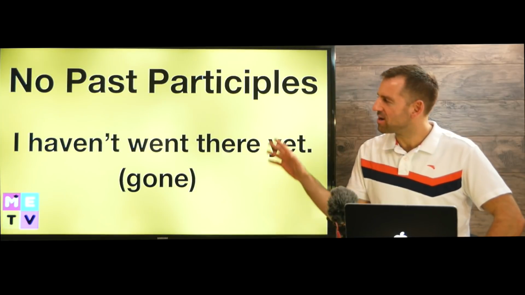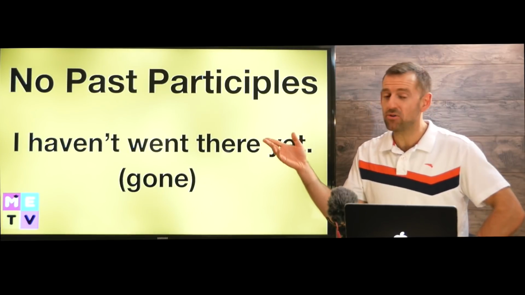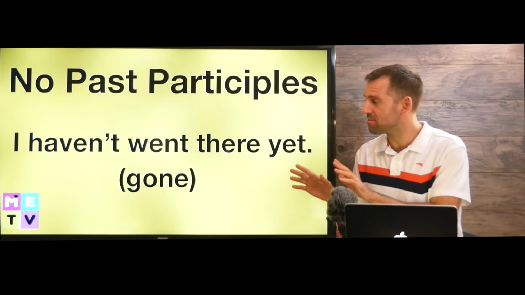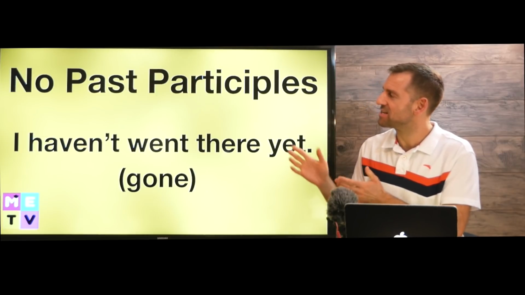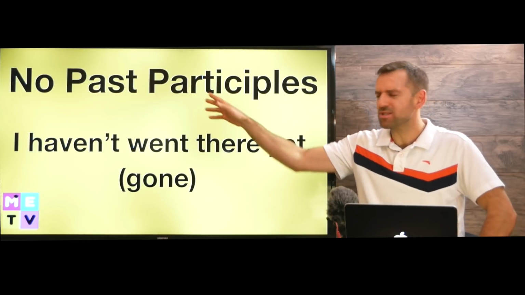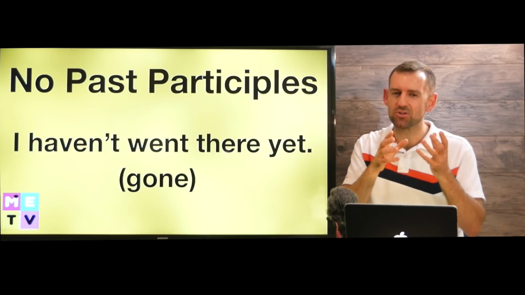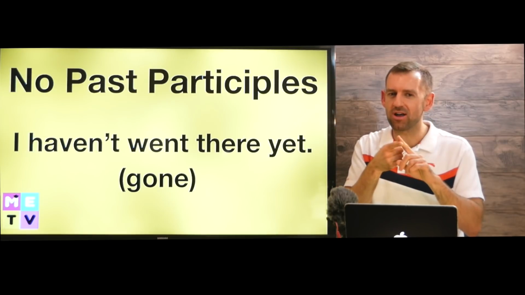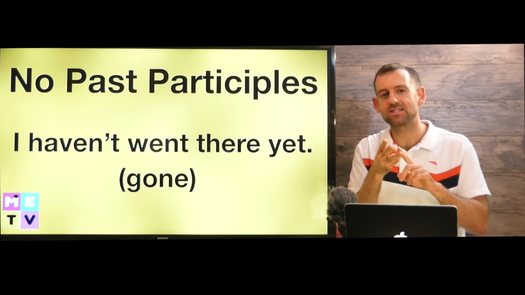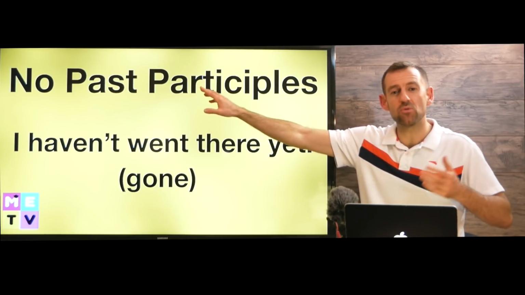Now another mistake that native English speakers make a lot. I don't make this mistake, but a lot of them do. It's that they don't use past participles. What's a past participle? Remember, it's the strange verb, like gone, been, seen. Those are past participles. Sometimes people don't use them.